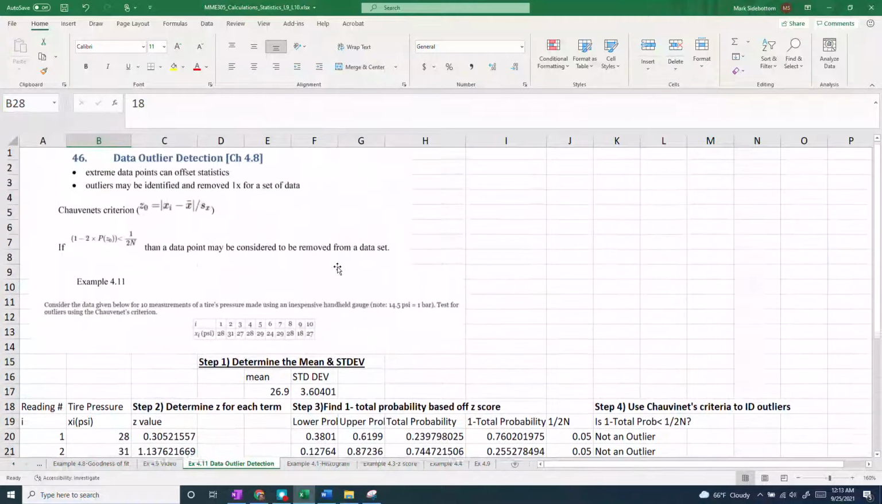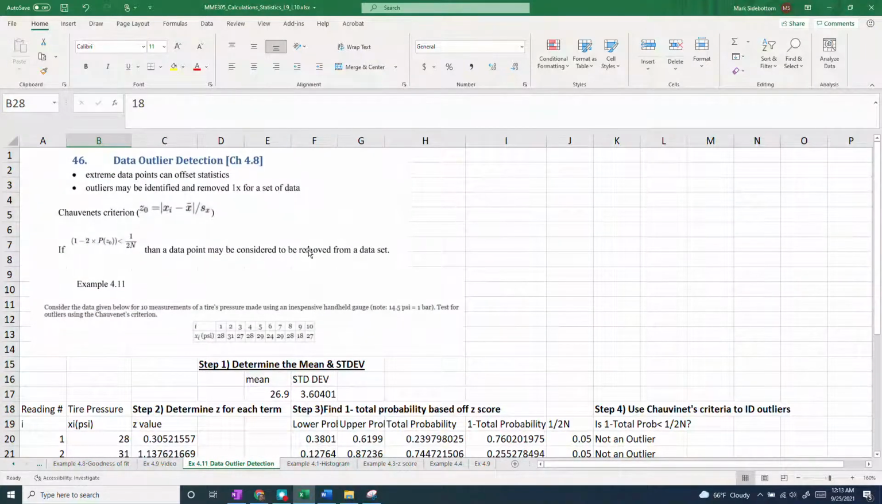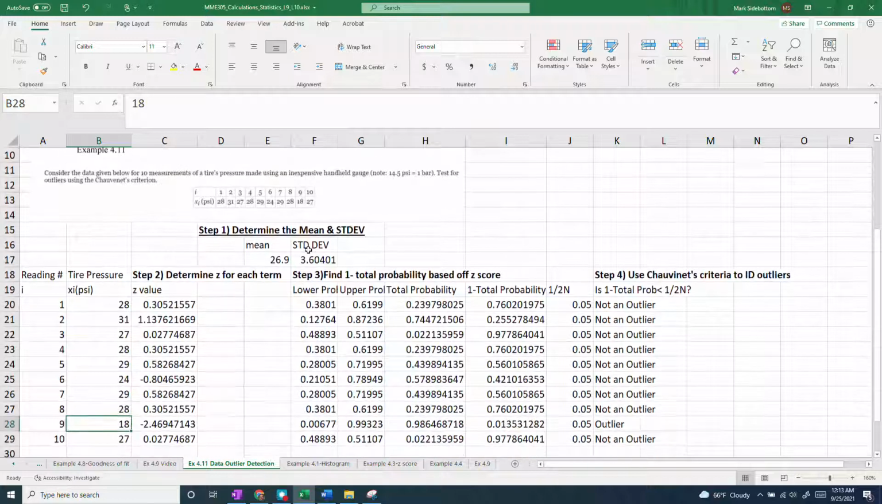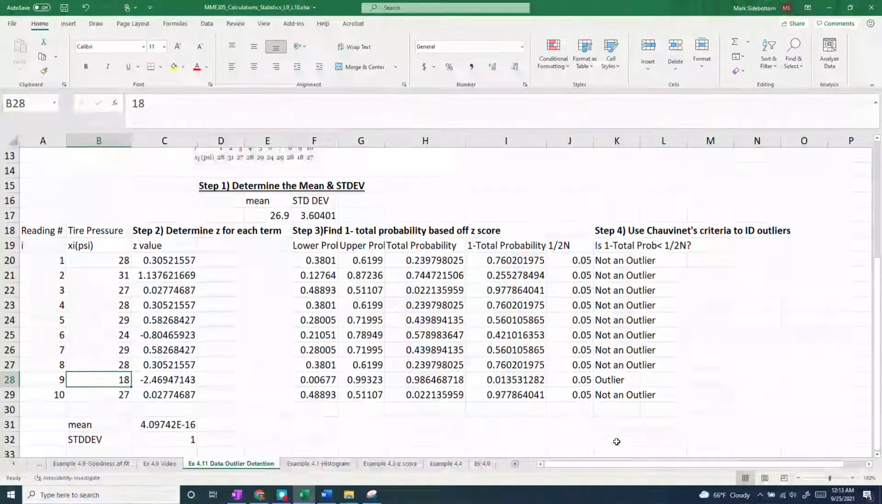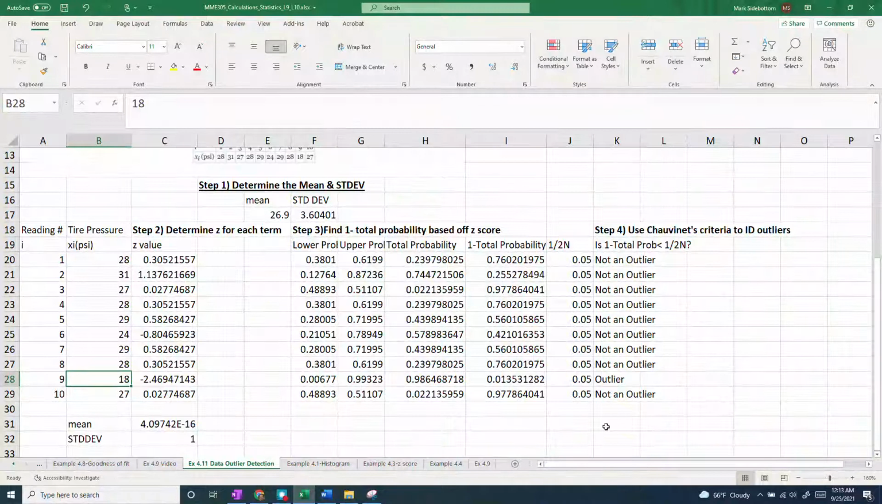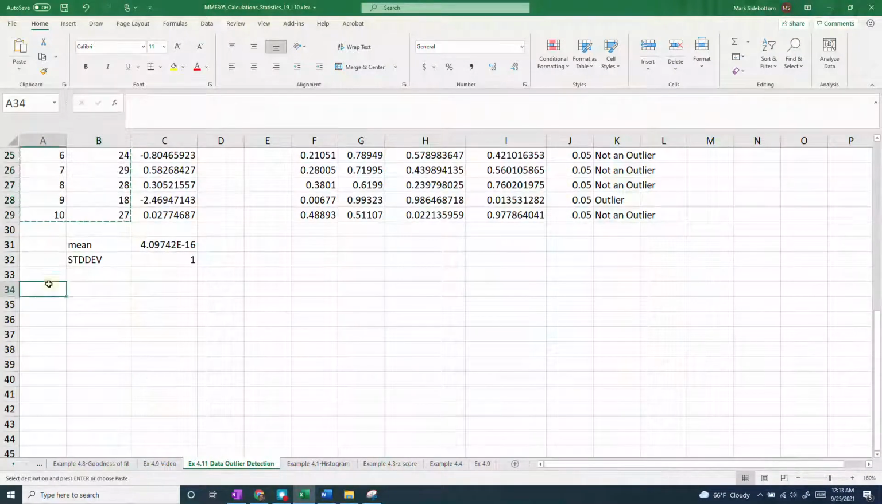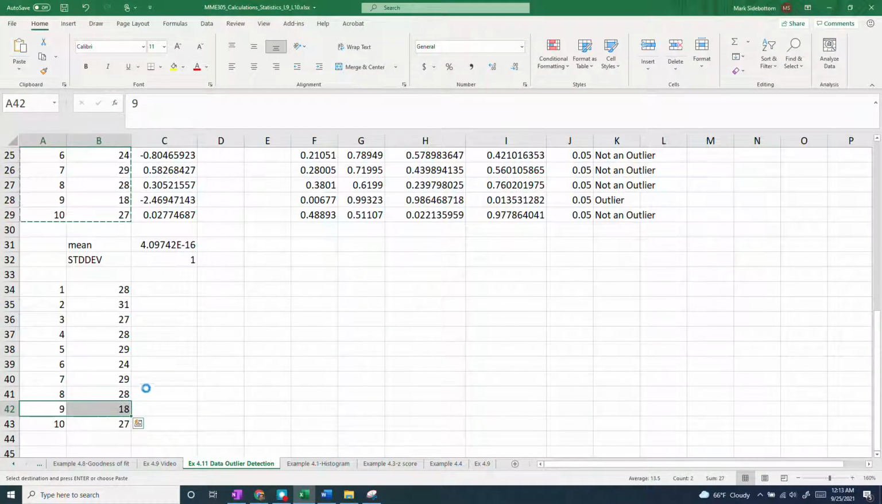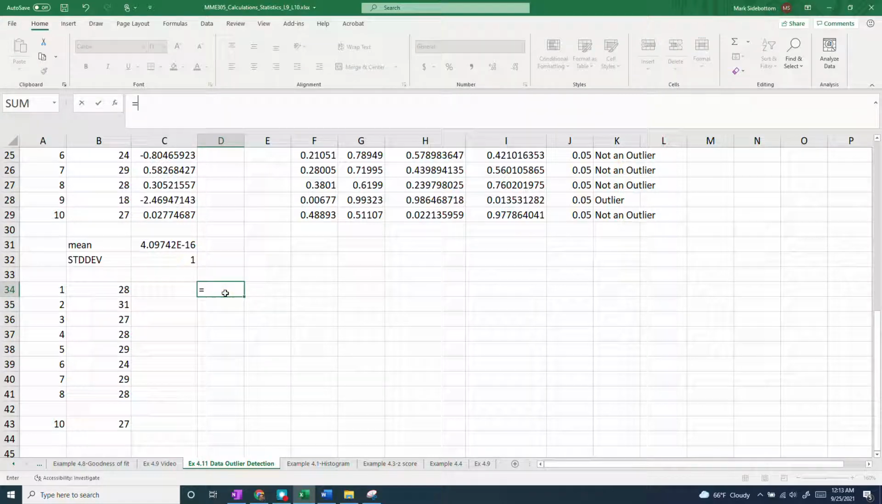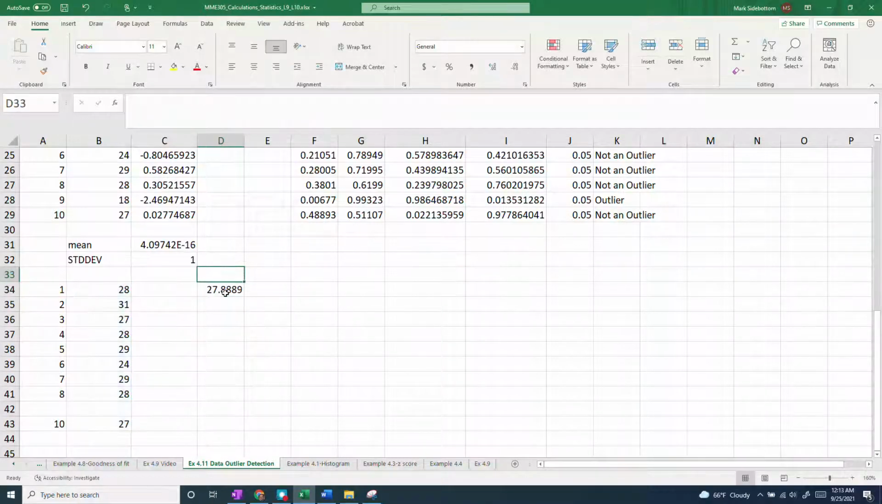Chauvenet's criterion is a nice way to identify outliers, and if you can automate it in Excel for a larger amount of data points, you can identify those outliers really quickly and then recalculate your mean and your standard deviation based off of the new data set. So basically, you could copy your data set, eliminate this outlier, and then calculate your mean and then your standard deviation.